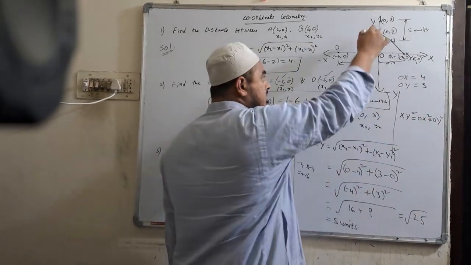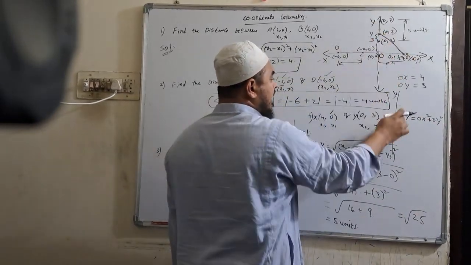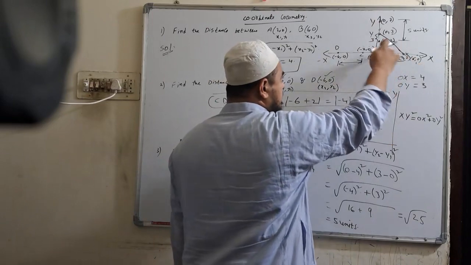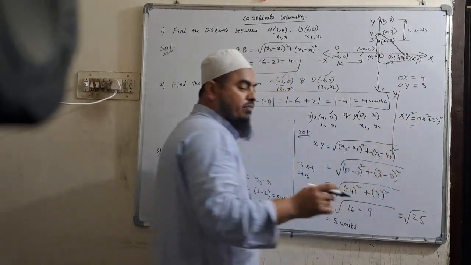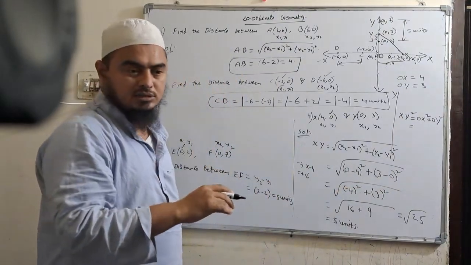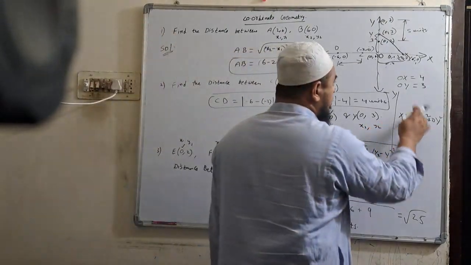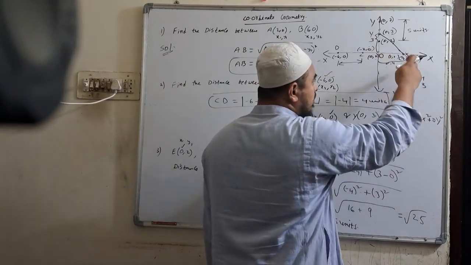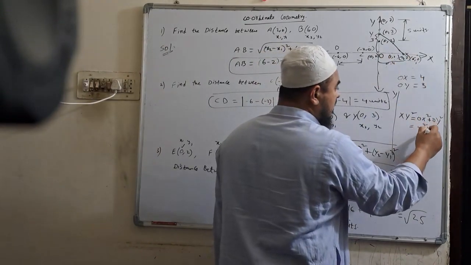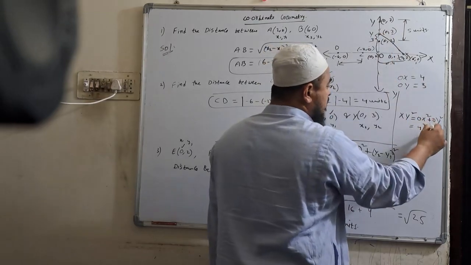That is using the Pythagoras theorem. This is XY. XY square is equal to OX square plus OY square. If they ask to solve the problem, find the distance using Pythagoras theorem, then you have to use the graph, then you have to do like this. OX square is 4 square, OY square is 3 square.